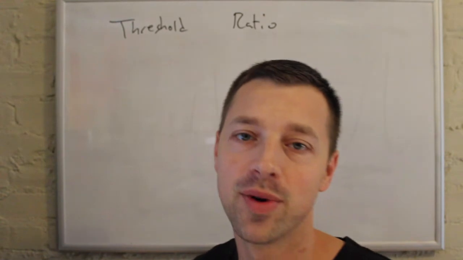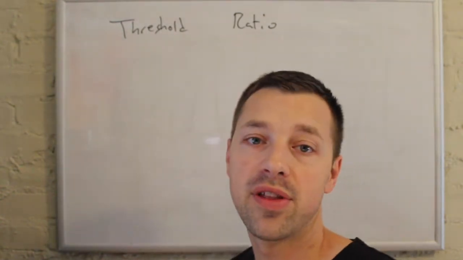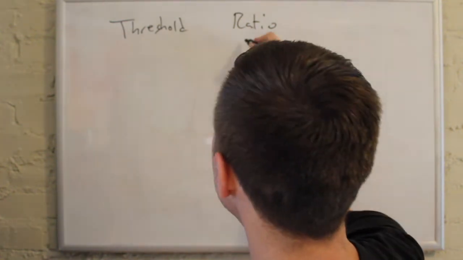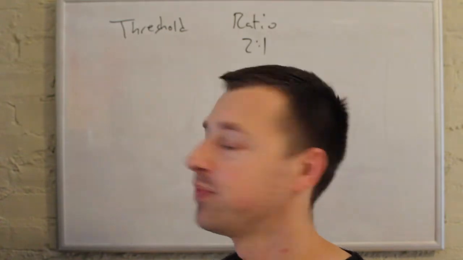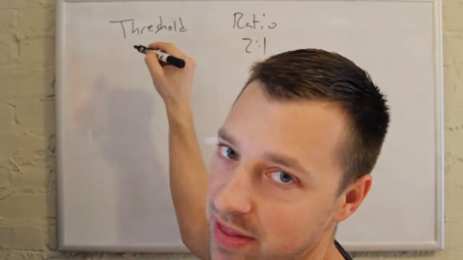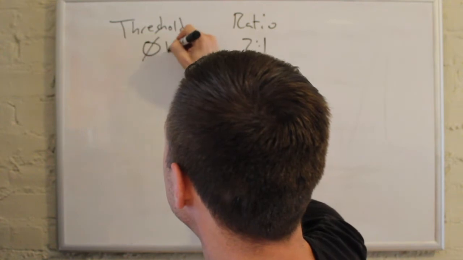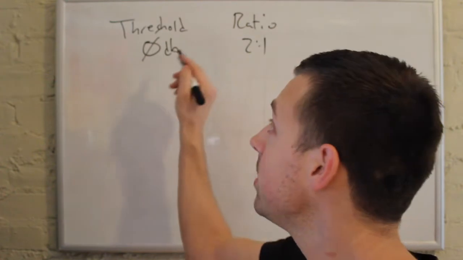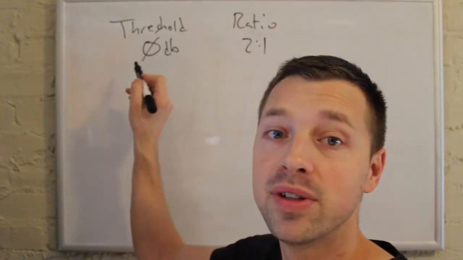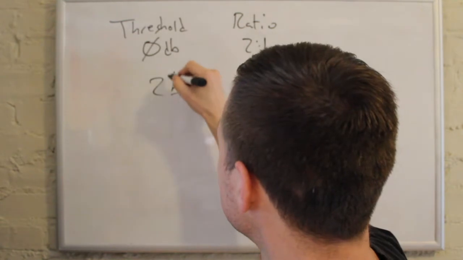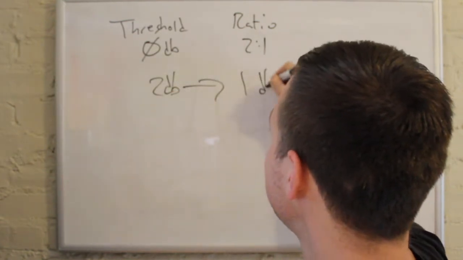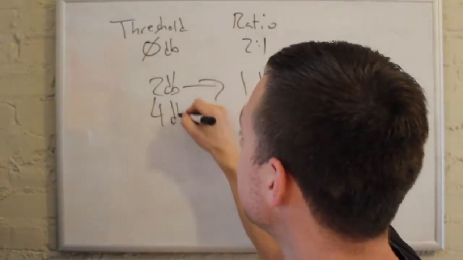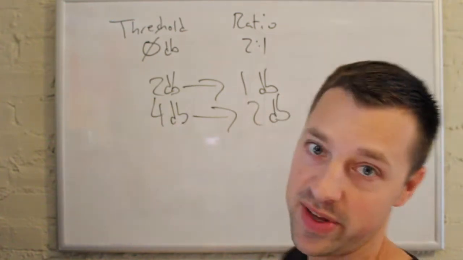You'll have to forgive my crappy handwriting. Any signal that's louder than the threshold will be reduced by the ratio. So let's say the ratio is 2:1. And let's say the threshold, just to make things easy, is 0 decibels. If you put in a signal that's 2 dB louder than 0, you're going to get 1 dB out because it's compressed at a ratio of 2:1. If you put 4 dB in, you'll get 2 dB out.